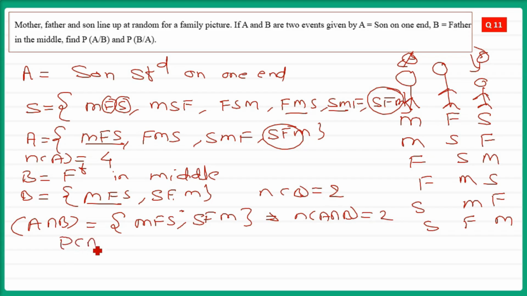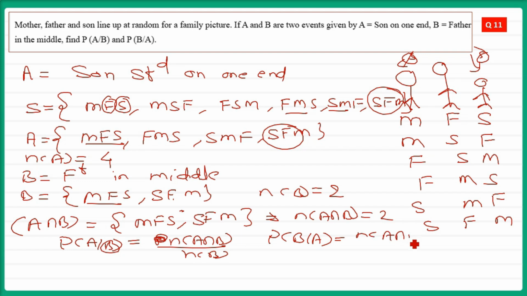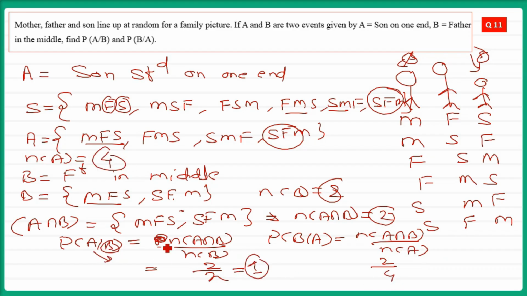P(A|B) and P(B|A). So let's do it together, because the numerator remains the same in both the cases. It will be n(A intersection B). Actually you have to write P(A intersection B), but ultimately we have to deal with the number of elements only. That's why we're writing n(A intersection B). Here also n(A intersection B). In the first case, n(B) in the denominator, in the second case, n(A) in the denominator. We have already computed the number of elements. n(A intersection B) is 2 in both the cases. n(B) has come to be 2 and n(A) was computed as 4. So 2 by 2 is 1 and 2 by 4 becomes half. So P(A|B) has become 1, P(B|A) has become 1 by 2.